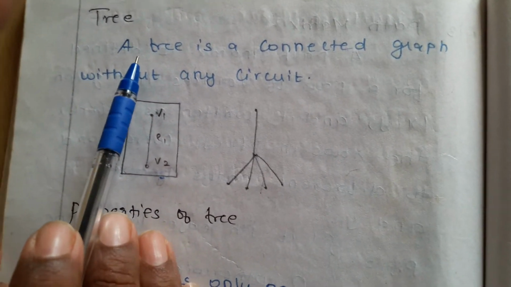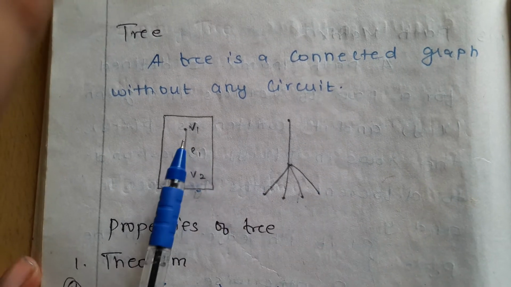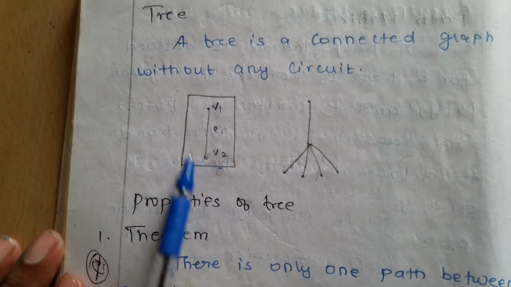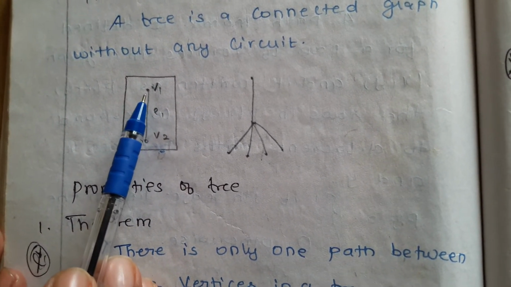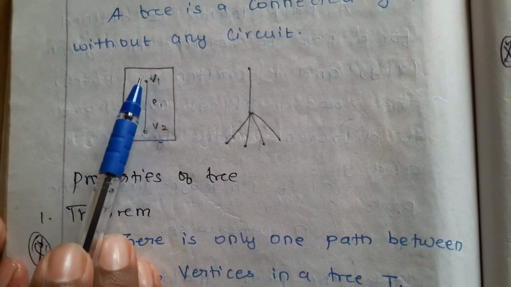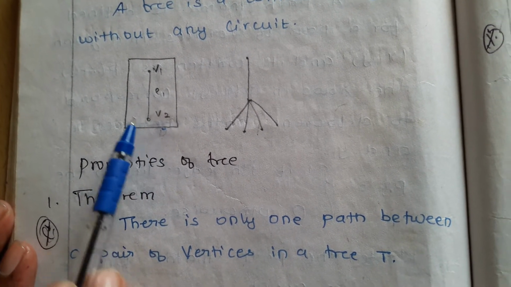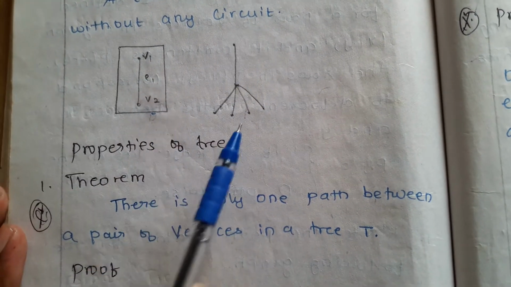So what is a tree? A tree is a connected graph without any circuit. Here V1, E1, V2 is a graph. This graph has no circuits and it is a connected graph. That means there is at least one path between every pair of vertices. Therefore this tree is a connected graph. So a tree is a connected graph without any circuit.